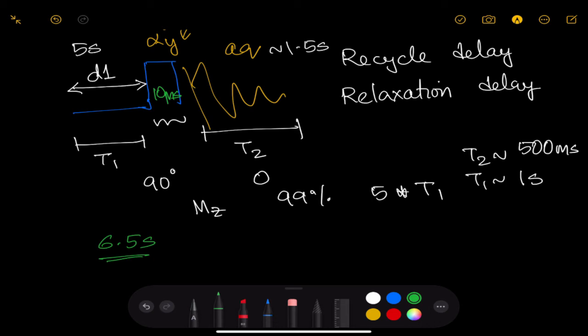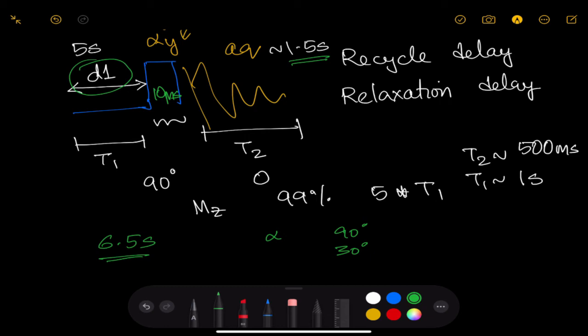Interestingly, there have been fast pulsing methods that people have realized that instead of setting the alpha to 90 degrees, if you set the alpha to 30 degrees or a flip angle that's less than 90 degrees, you can actually reduce the D1 time in order to ensure you can pulse faster. I'd like to remind you guys that the acquisition time is also the duration in which the spins would recover.